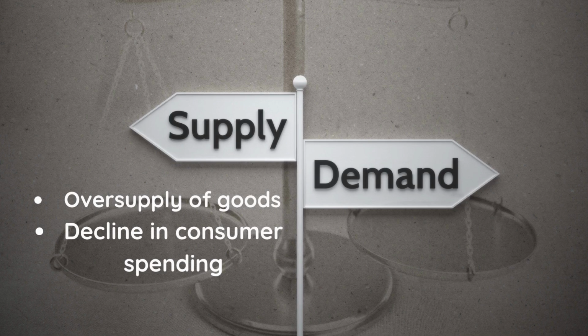The second reason was oversupply of goods and decline in consumer spending. In the roaring 20s, the US experienced a surge in industrial production, but the demand for goods lagged behind the supply, and this resulted in excess goods, leading to widespread unemployment, reduced wages, and a decline in consumer spending.